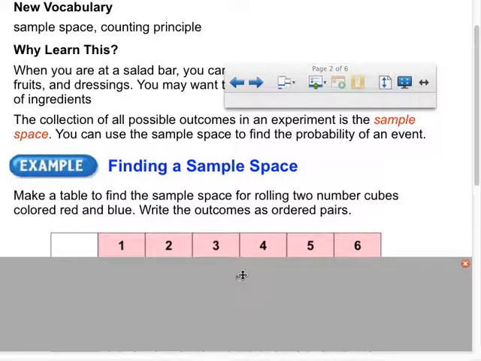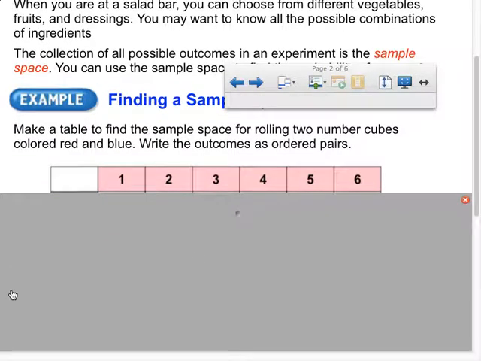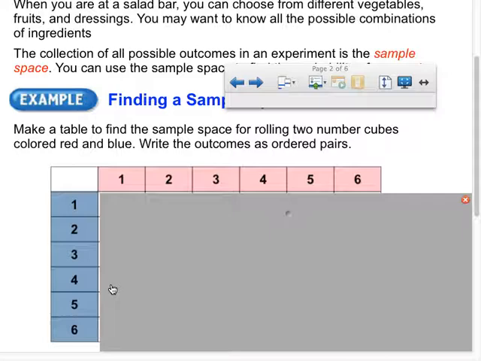So here's what we have. This represents all the possible outcomes for the red dice. It can land on a 1, 2, 3, 4, 5, or 6. Does that make sense? Okay. So now let me show you all the possible outcomes for the blue dice. Okay. Again, 1, 2, 3, 4, 5, and 6.